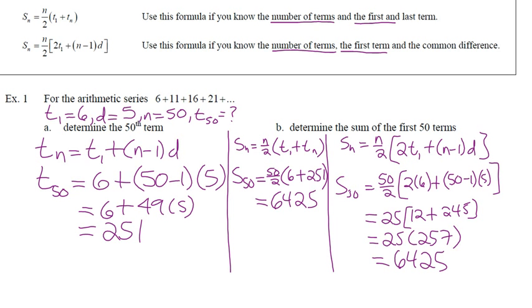So key words here are sum or total, right? So when you have to use these formulas here, your keywords are the sum or the total, all right, as opposed to an individual term. Okay, any questions on this? Seeing none?